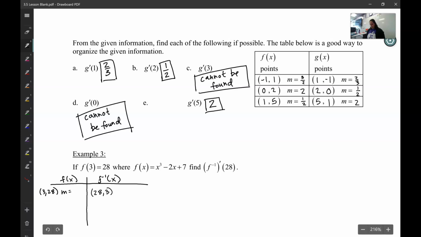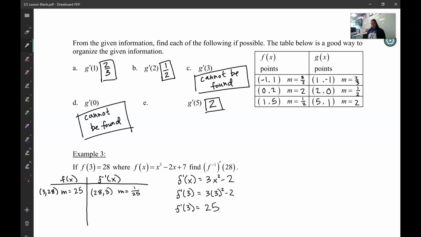Now I need to find the slope at this point. Well, that's not given to me, but I can find it. I know that I can find the derivative of this. It should be 3x squared minus 2. And then I'm going to plug 3, my x value, into this. So I've got f prime of 3 should equal 3 squared is 9, times 3 is 27, minus 2 is 25. So the slope at this point should be 25, which means the slope at the inverse should be 1 over 25. Those are the only points given to me in this problem, so I don't need to add any more points to my table.